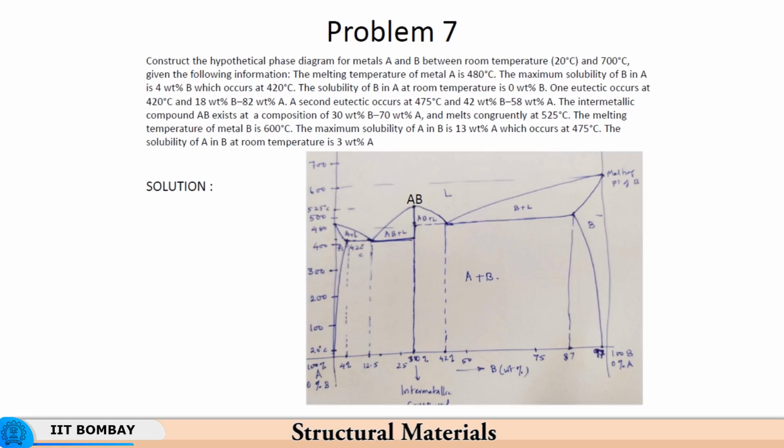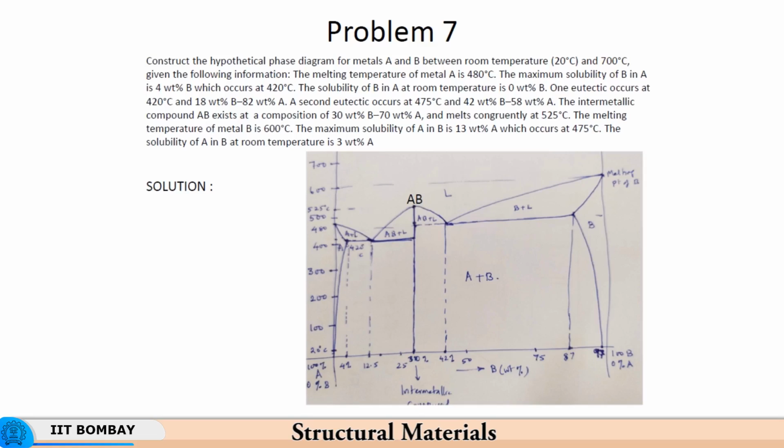So, this is the eutectic, but before that eutectic there is an intermetallic compound AB that forms, okay, at a composition of 30% B and 70% A. So, this is 30% B and 70% A, and this is the stoichiometric composition, and then it will melt congruently at 525 degrees centigrade. So, that is why it is drawn this way, it melts congruently at 525 degrees centigrade.